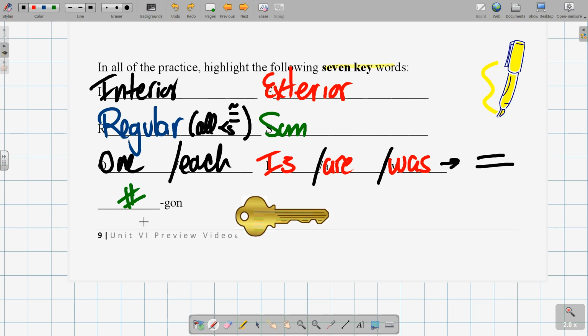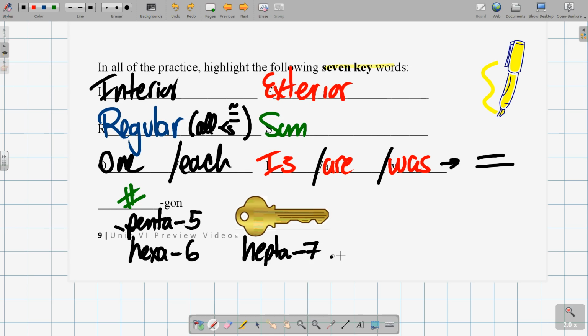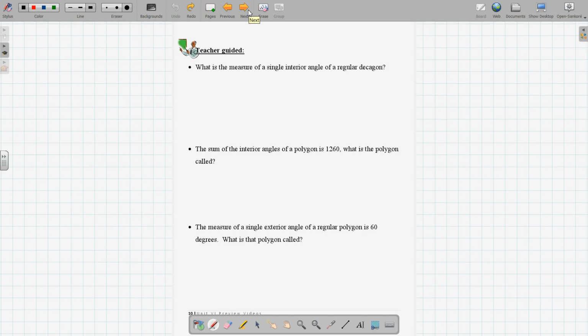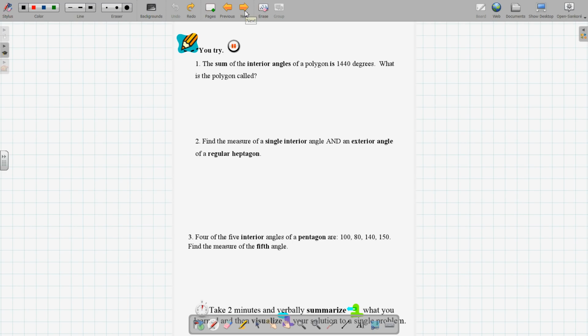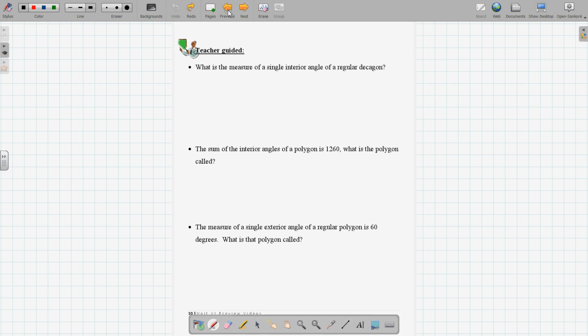And number gone, what I mean by number gone, watch out for those prefixes that you should have memorized. Penta is 5, hexa is 6, hepta is 7, etc. So watch out for that number gone. We're going to do these 3 problems together. You're going to do those 3 problems on your own and then check, and we're done here, folks.